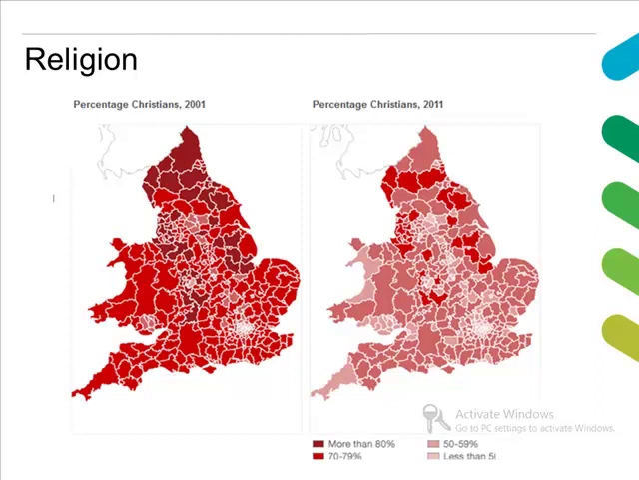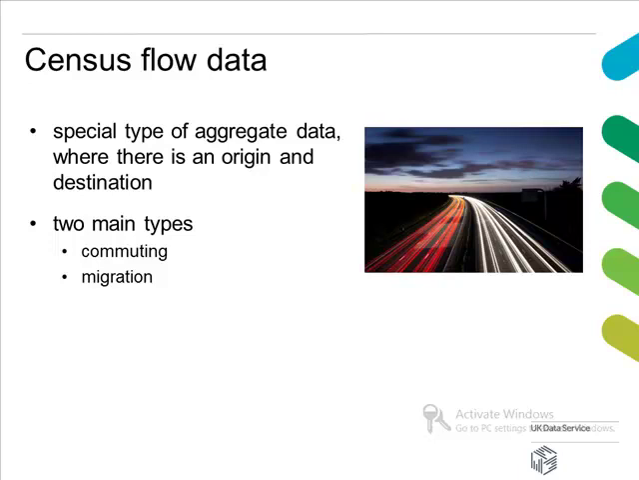We also have other data called census flow data, which is sometimes referred to as interaction data. This is a special type of aggregate data, again, where it has an origin and a destination, and there are two main types. There's commuting, which tells you the difference between a place of residence and a place of work. That's calculated by postcodes, by what you put in your census form. And migration, which is derived from the place of residence at census day, compared with your usual residence in the previous year. So again, in the census form, people are asked where they lived the year before, so that's how that is calculated.